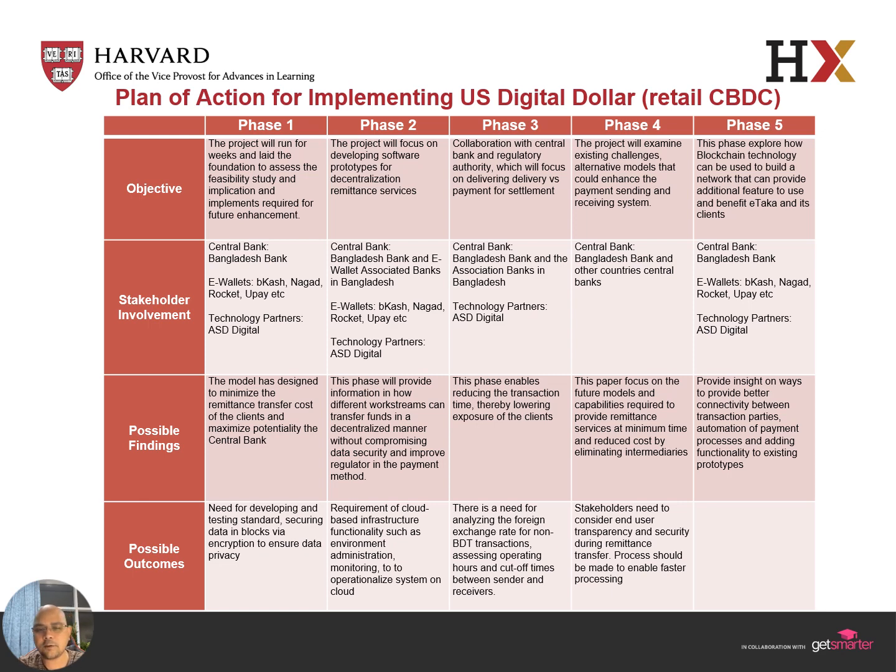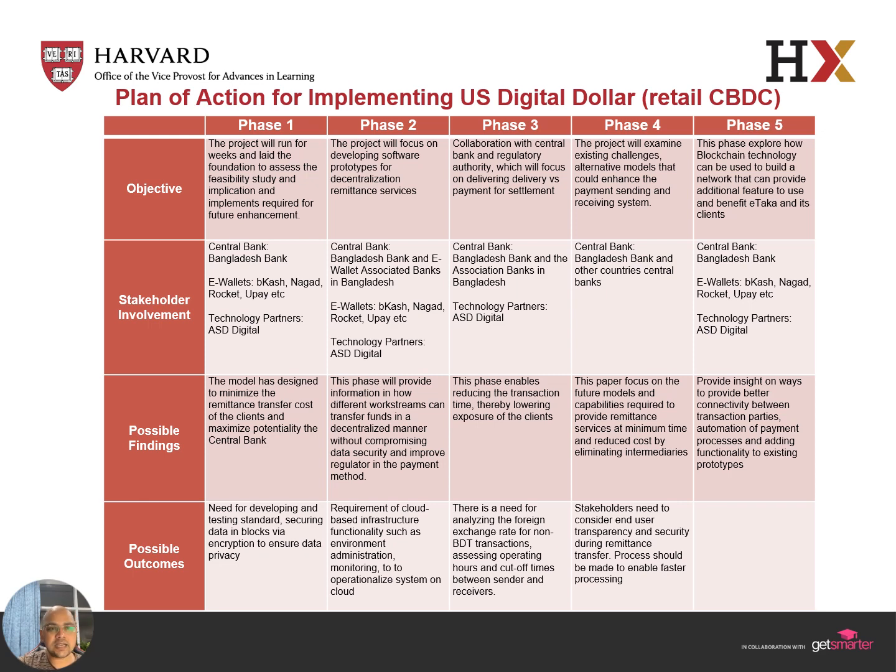The possible findings from this phase provide insight on ways to provide better connectivity between transaction parties, automation of payments and processes, and adding functionality to existing prototypes. See, as I told, it's around the clock. One country is shut down, one country is up, by official timing. But here, we recommend the Central Bank of Bangladesh work 24 hours, if not with humans, then with blockchain technology. The technologies are here, so the automation system can help it work around the clock.